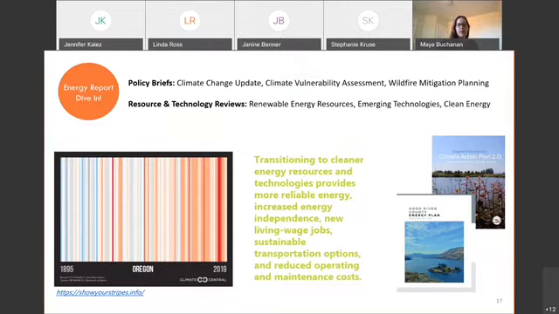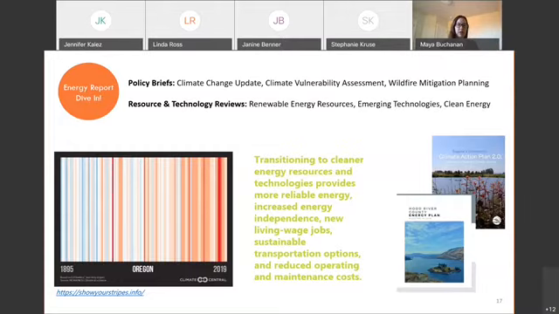So transitioning to a cleaner energy resource system will involve technologies that not only reduce greenhouse gas emissions, but also provide a series of other benefits to local communities, such as healthier air and new economic opportunities. So the 2020 Biennial Energy Report outlines sections that cover a wide array of these topics.